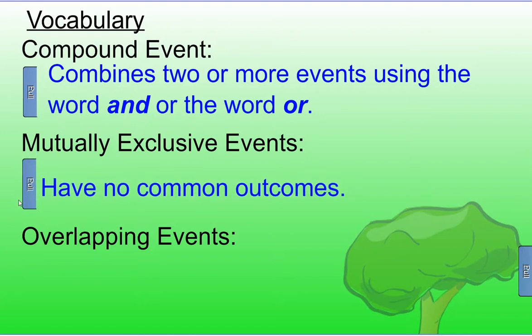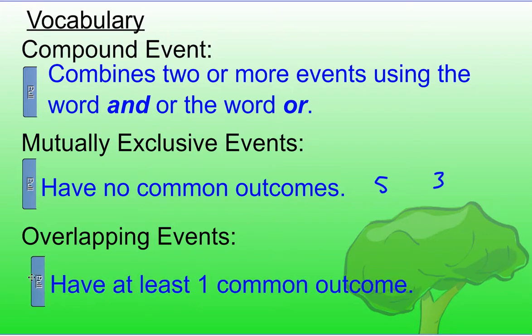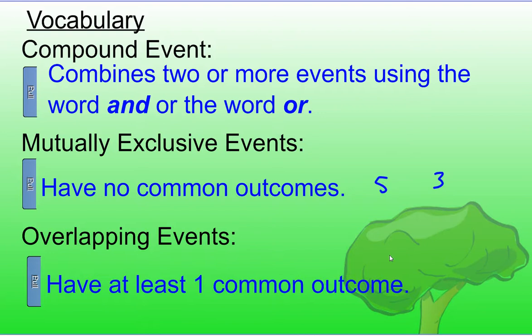2 events are called mutually exclusive if they have no common outcomes. Example, the probability of rolling a 5 on a dice or a 3 on a dice. I mean, if I roll a 5 or a 3, those 2 things are very separate. But overlapping events, by comparison, have at least one common outcome.